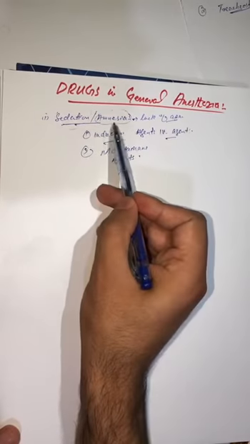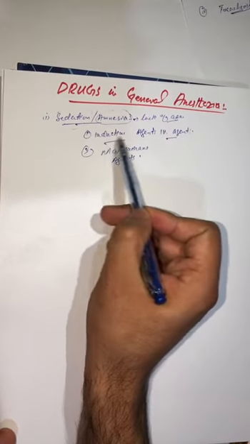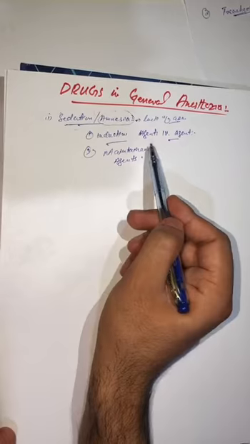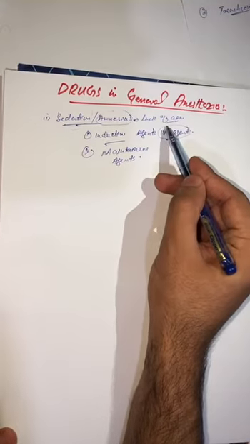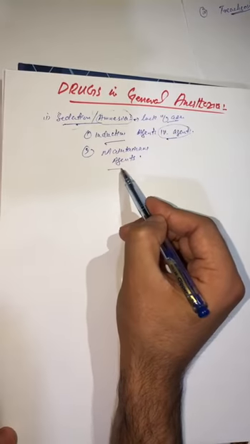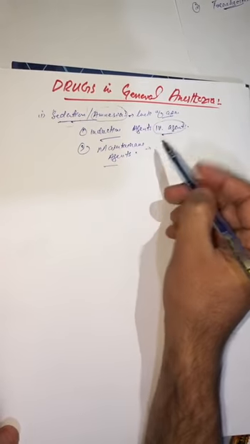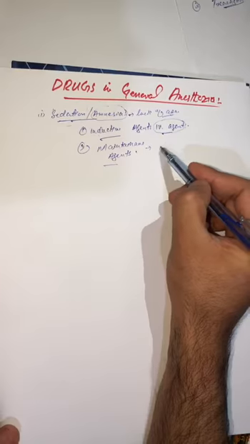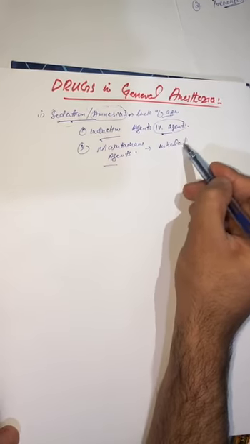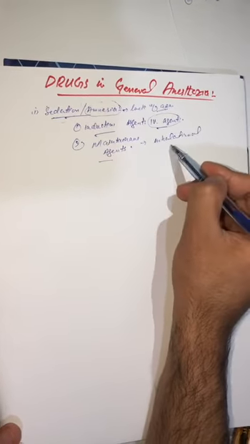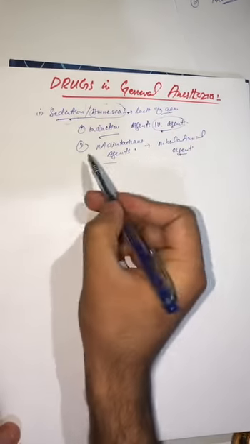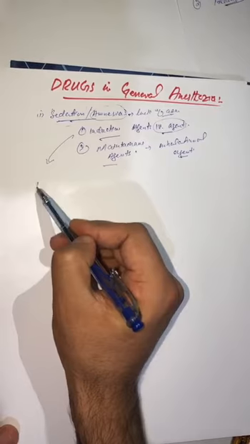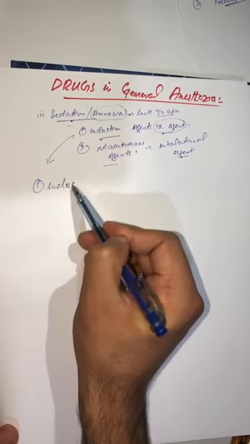So for sedatives and amnestics, two types of agents are used. The one is called induction agent. An induction agent usually uses IV agents. And the second one is maintenance agent. And always remember, maintenance agents are usually inhalational agents. Inhalational agents are not used as intravenous injection. So let's study the first one, which is induction agent.